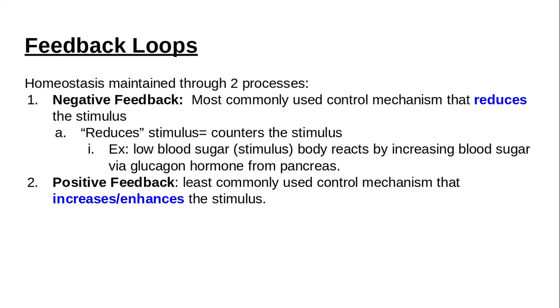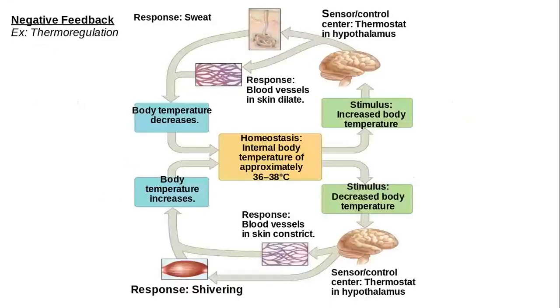So, for example, when you have low blood sugar, a stimulus to your body, that causes your body to increase the blood sugar via the glucagon hormone. Glucagon helps break down the glycogen stores in the liver and release glucose into the bloodstream. That in turn increases your blood sugar and counteracts the stimulus. The opposite, which is a less common form of feedback loop, is called positive feedback. Whatever is produced increases or enhances the stimulus, and we'll talk about this one in a moment as well.